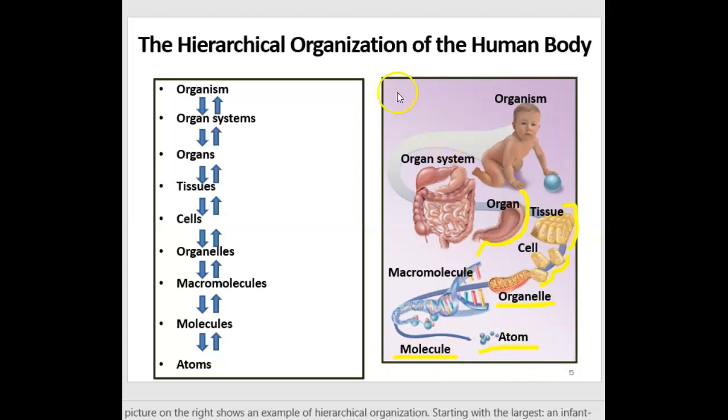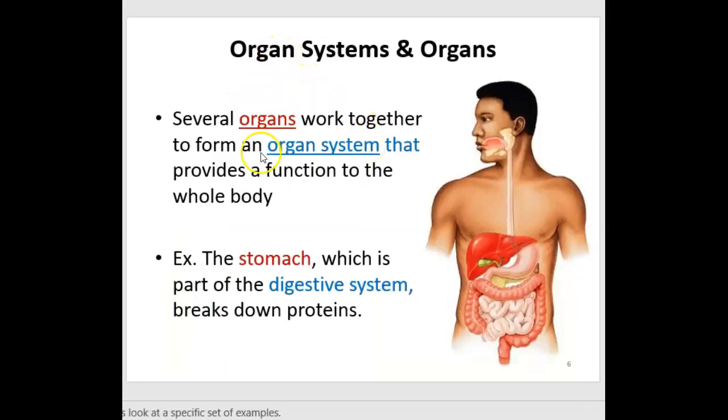So we can either go from large to small or small to large, and we will do both in this course. So in lecture, we're going to start at the atomic level and work our way up to organ systems. But in lab, we're going to start with an organ system and we're going to work our way to tissues. So organ systems are groups of organs that work together to provide a certain function, like the digestive system, which can break down our nutrients. The stomach in particular breaks down proteins for us.